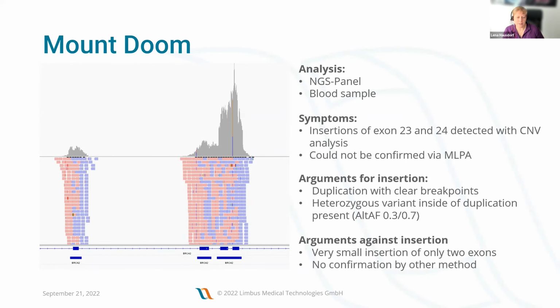And we did take a look at it, and there were clear arguments for an insertion. We had clear breakpoints. There was a heterozygous variant inside of it with an allele frequency of 0.3 and 0.7, which was nicely consistent with a duplication, but it was very small, and it could not be confirmed.